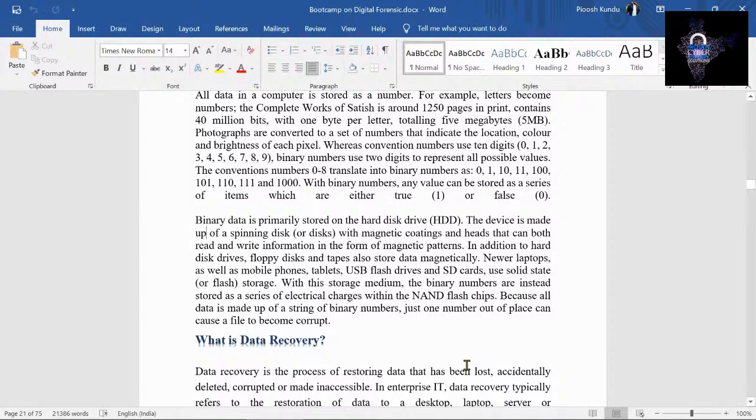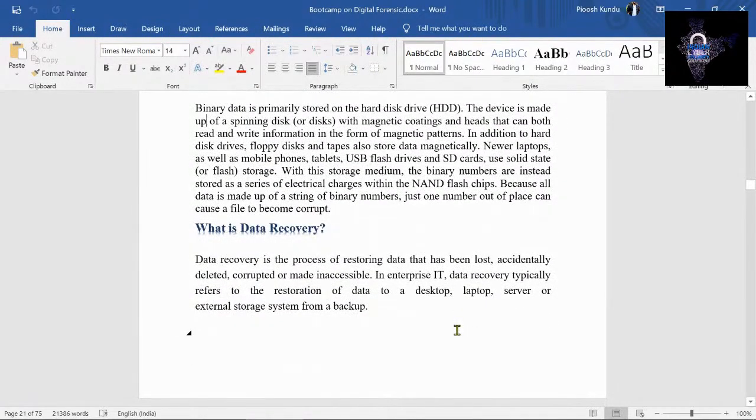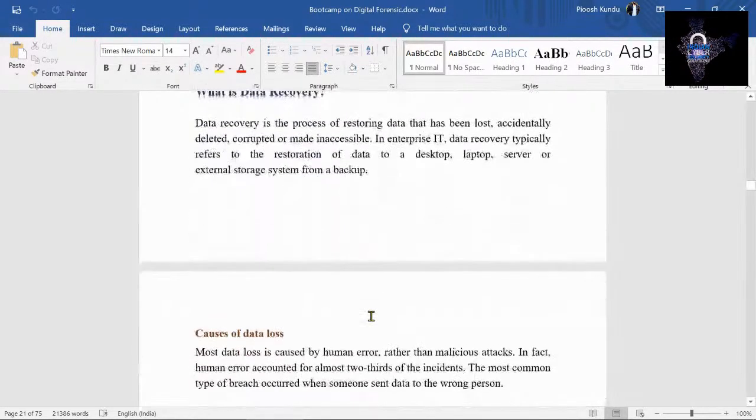Now, what is data recovery? It is a very important question in the digital forensic field. Data recovery is the process of restoring data which has been lost, accidentally deleted, corrupted, or made inaccessible. In enterprise IT, data recovery typically refers to restoring data to desktops, laptops, servers, or external storage systems from a backup.